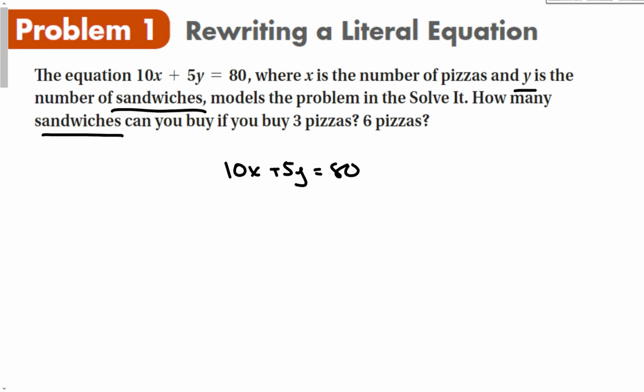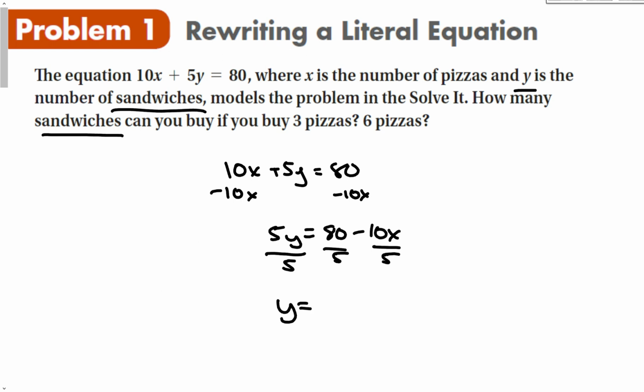So if I start with my equation, 10x plus 5y equals 80, and I want to get y by itself, I have to treat that as the variable that I'm solving for, and I want to get everything else out from the left side of the equation. So the first thing I'm going to do is subtract 10x from both sides. But you can't subtract 10x from 80 because they're not like terms, so all I can do is leave them separated. Now I can divide everything by 5, everything, and I get y is equal to 16 minus 2x.